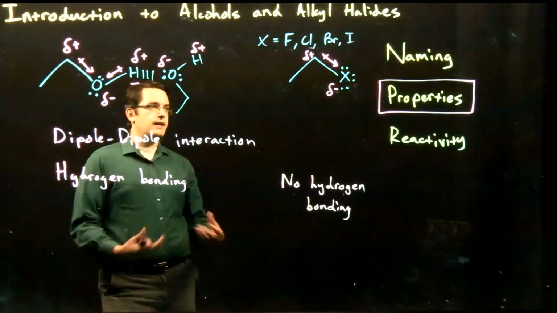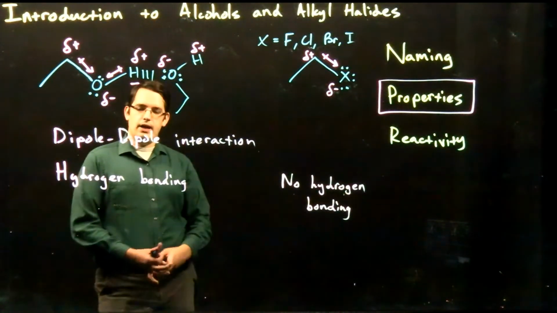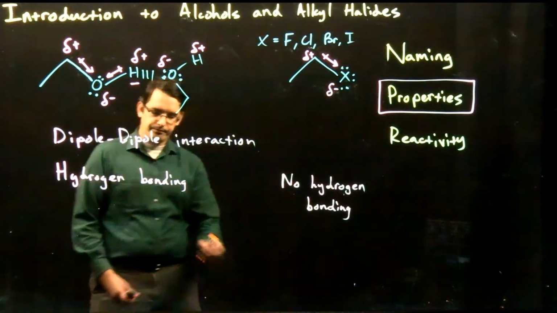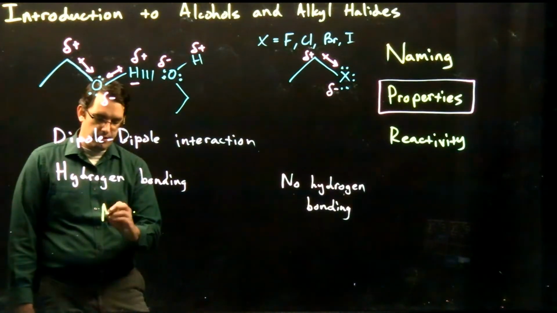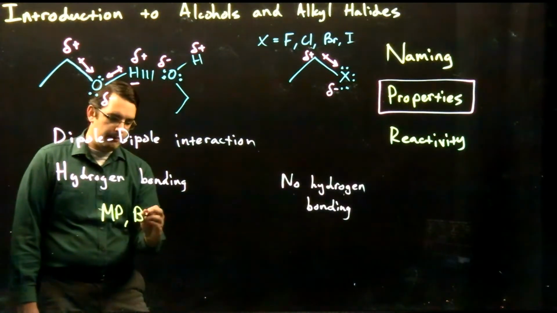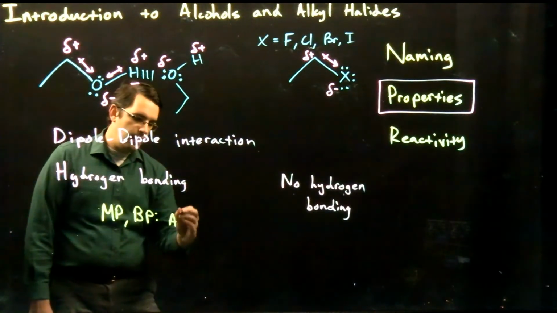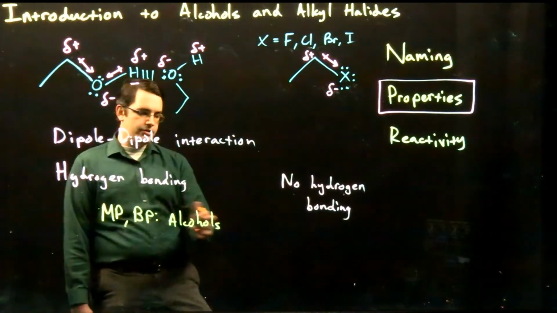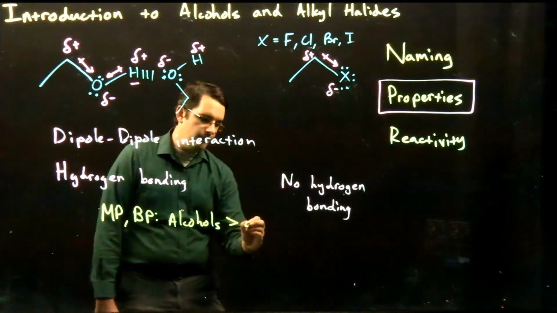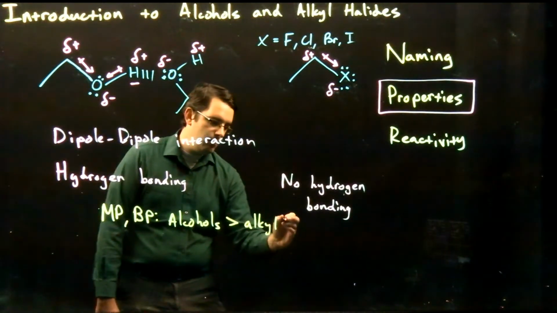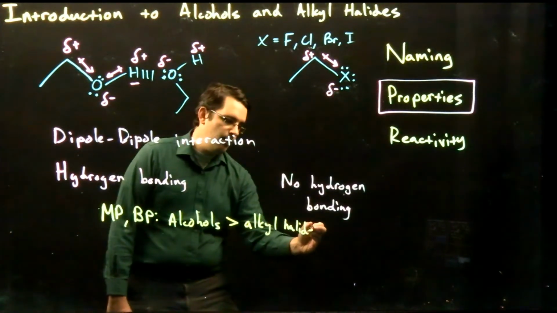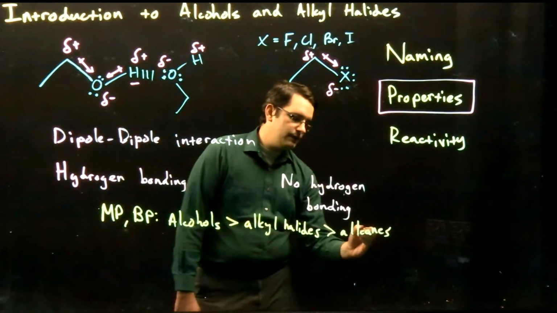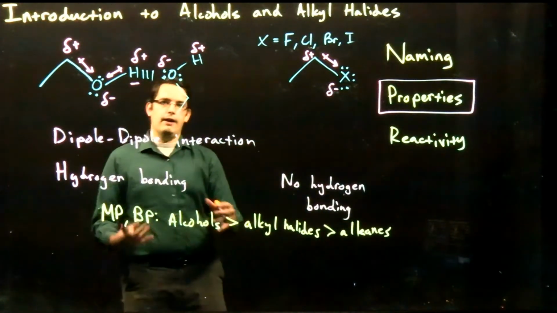Even though alkyl halides have those dipole-dipole interactions, they're not as strong as the hydrogen bonding that we can have with our alcohols. So in terms of our melting point and boiling point, we can say that alcohols will have the highest boiling points with their hydrogen bonding. Then we'll have our alkyl halides. And then we would have alkanes. Again, of course, this is assuming that all of these compounds have similar sizes.